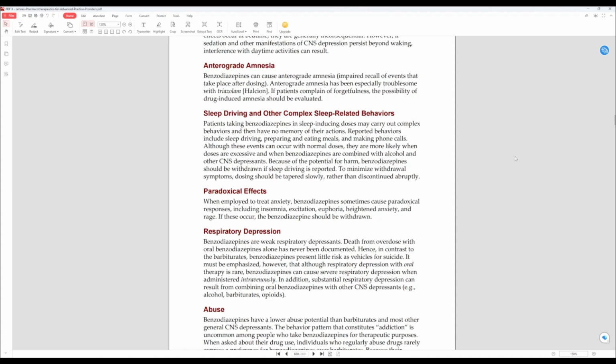Because of the potential for harm, benzodiazepines should be withdrawn if sleep driving is reported. To minimize withdrawal symptoms, dosing should be tapered slowly rather than abruptly discontinued.